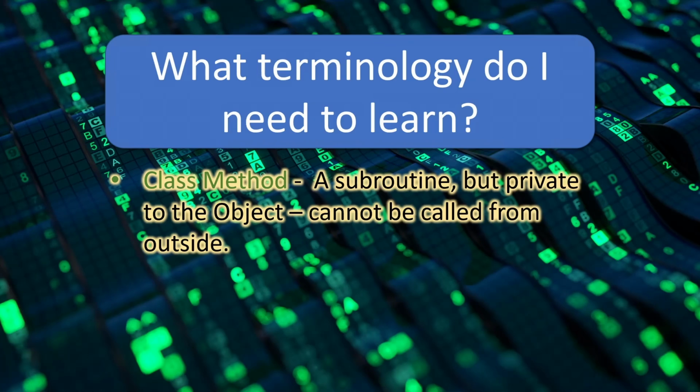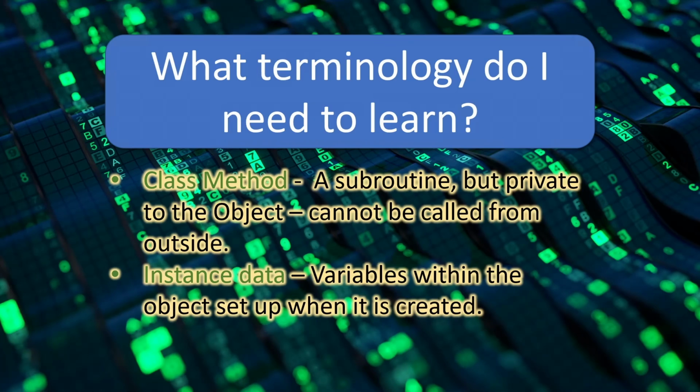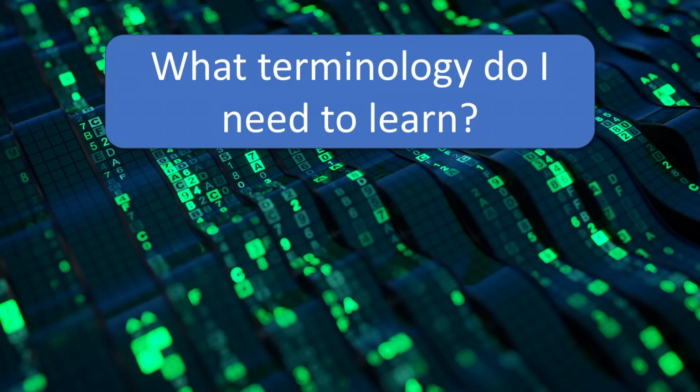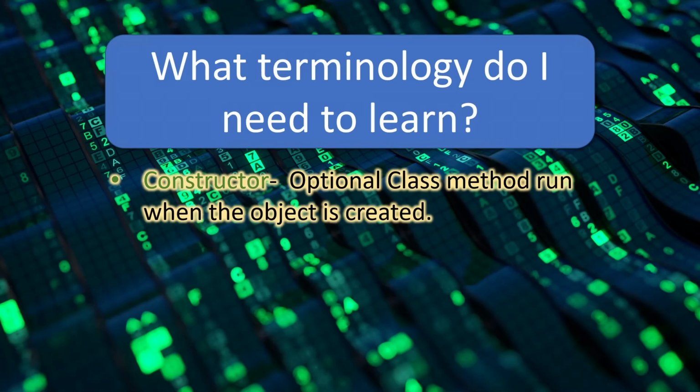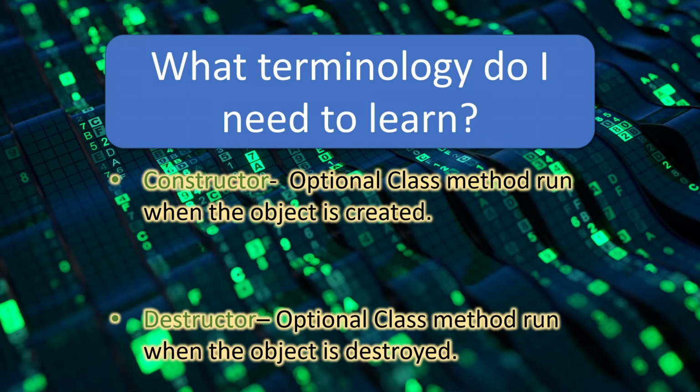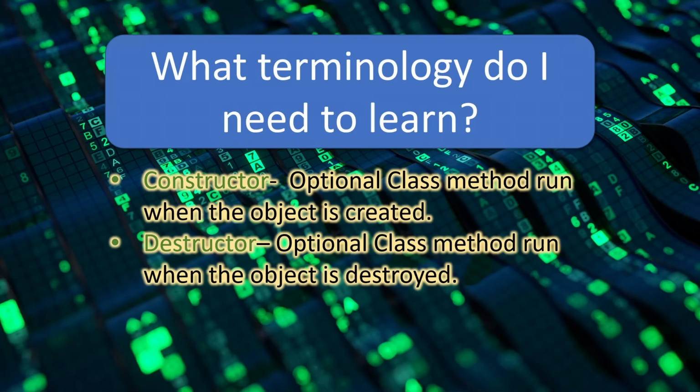Class method. A subroutine, but private to the object. This cannot be called from the outside code. Instance data. These are variables within the object set up when the object is created. Constructor. This is an optional class method run when the object is created. Destructor. This is an optional class method, run when the object is destroyed.